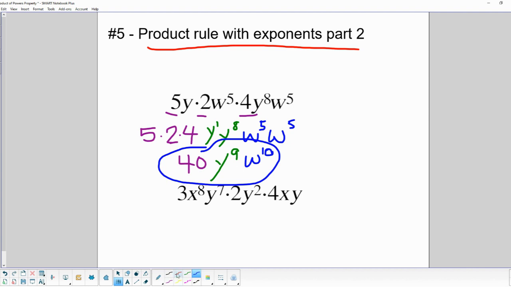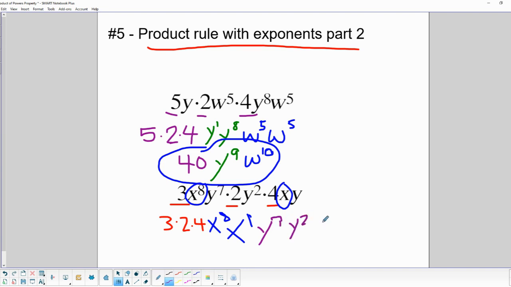All right, so let's try another one. 3 times 2 times 4. And then we've got x to the 8th times x to the 1st. And then lastly, our y values. So y to the 7th, y to the 2nd, and y to the 1st.